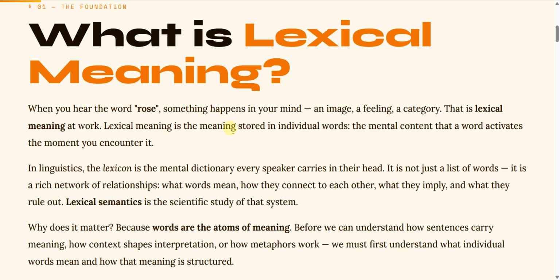When you hear the word rose, something happens in your mind: an image, a feeling, a category. That is lexical meaning at work. Lexical meaning is the meaning stored in individual words. That is the mental content that the word activates the moment you encounter it. So, for example, when you hear the word rose, it means something red, or it is associated with feeling like love or liking.